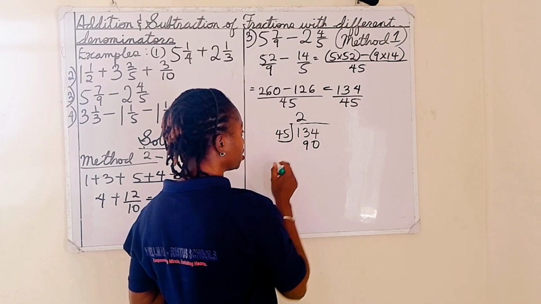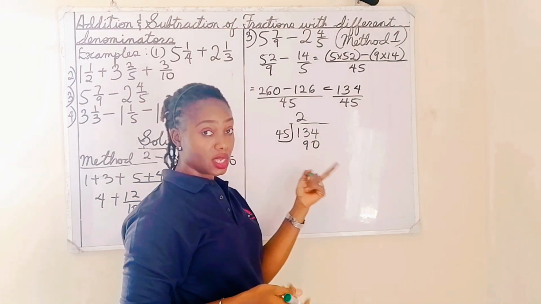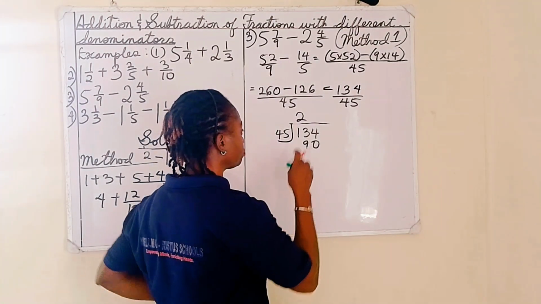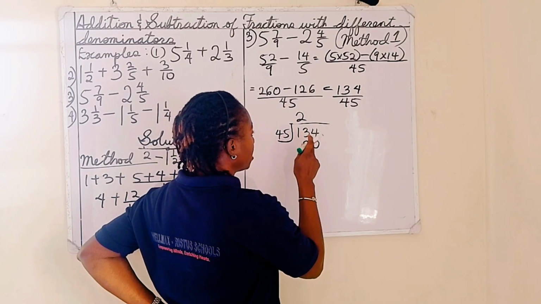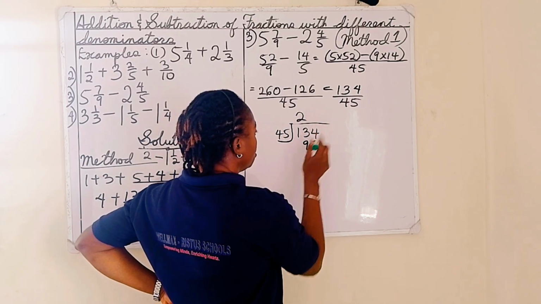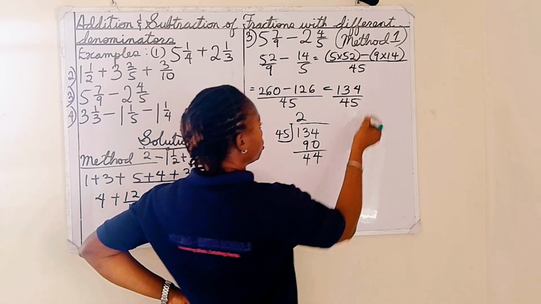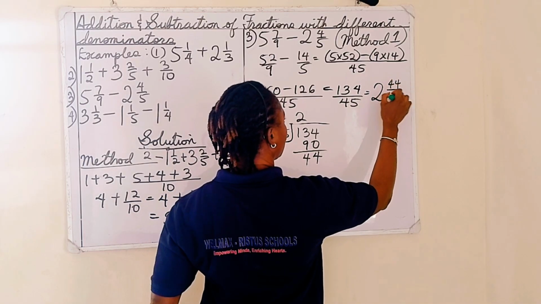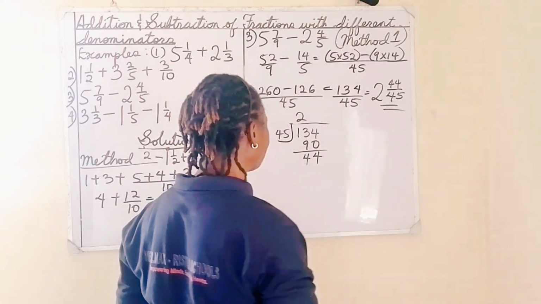90. Because if we say 3 times, we are going to get a number greater than 134, and that's not good for us. So we're going to go with a number lower than 135. So 45 times 2 is 90. Then we take away, we have what? 44. So the answer is 2 wholes 44 over 45. And that's the final answer.